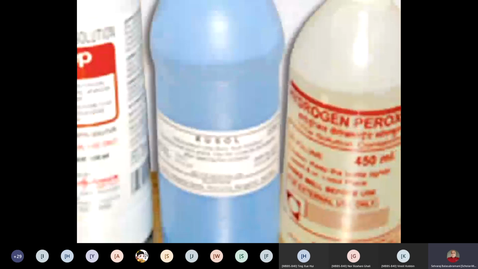What is the chemical content in U-Sol? This also I told you the other day. Sodium hypochlorite. This is a detergent. Detergent means it will clean the wound.